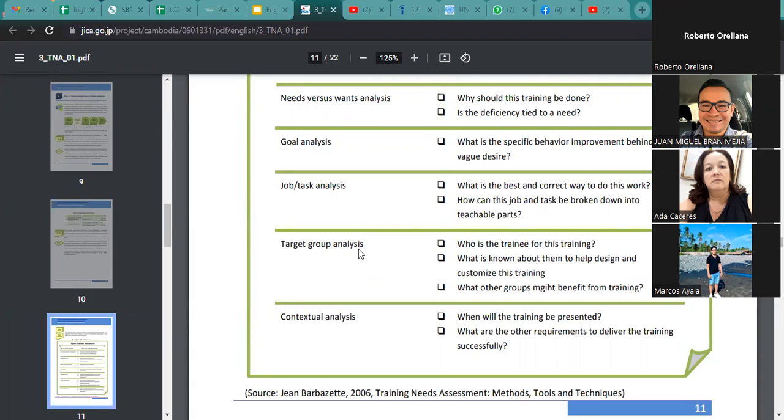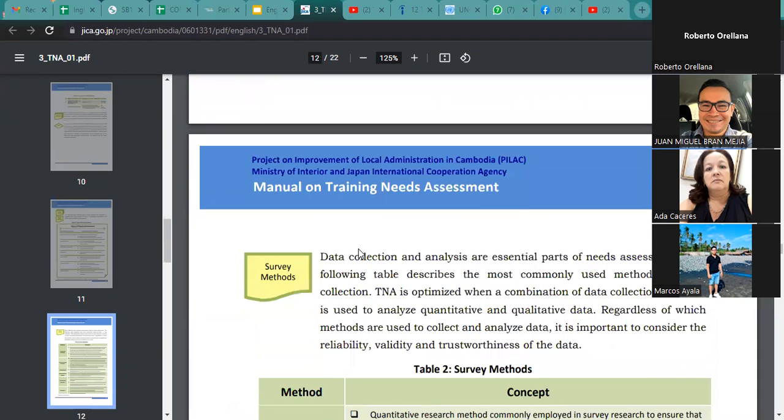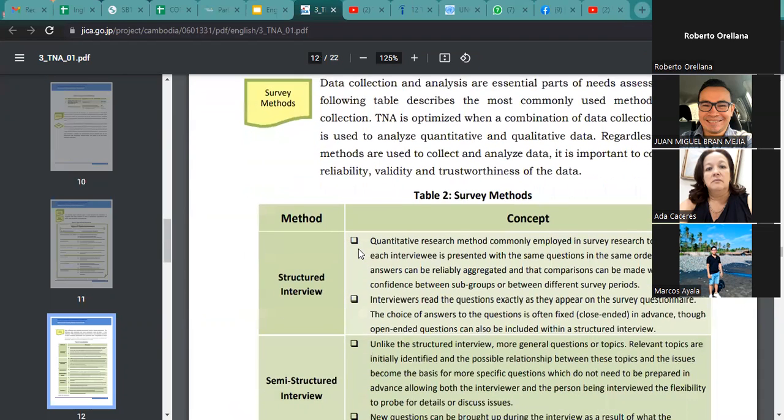So as you can see, we can use one or many of these analyses and we can blend them so we can identify precisely what we need to be delivered, okay? So this chart is kind of interesting. And well, data collection, let's check into that one.